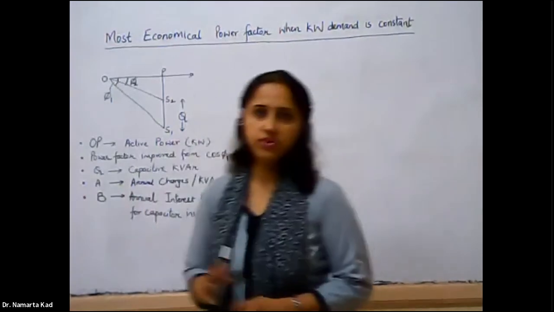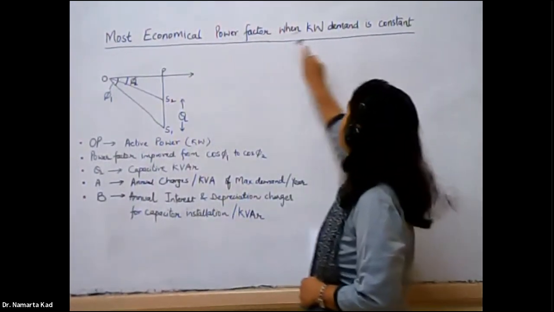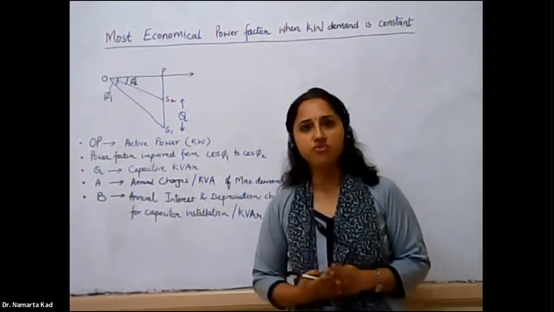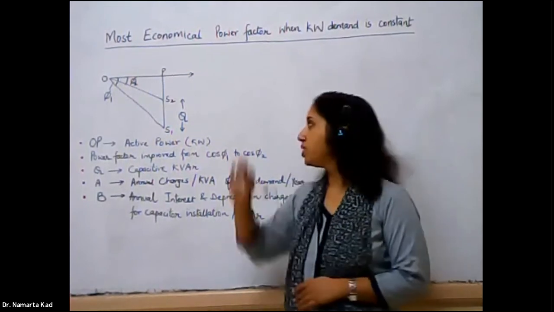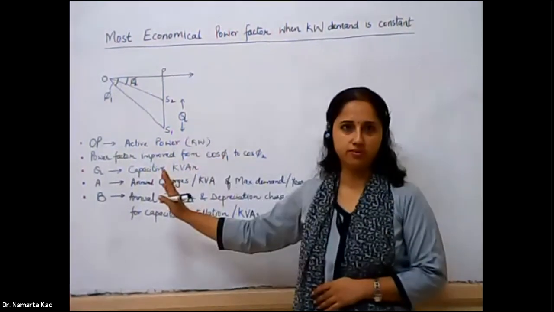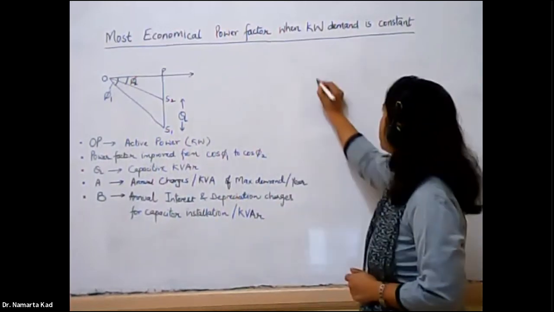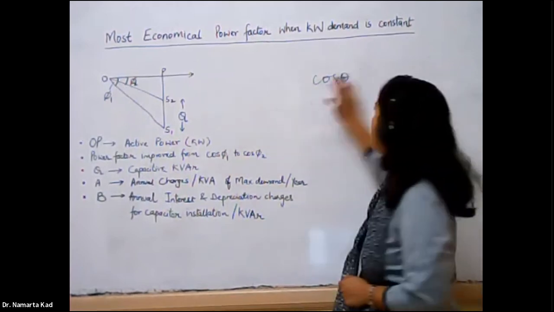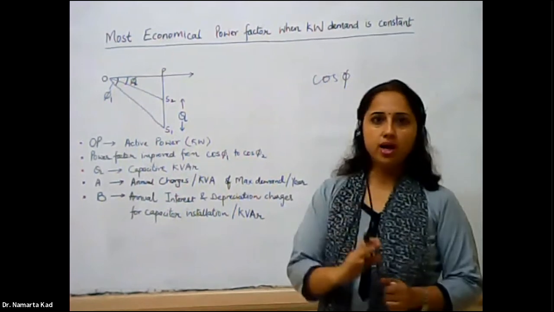So this is our first derivation related to the most economical power factor when kW demand is constant. kW means the active power demand. We have to maintain it constant, but we have to improve the power factor. And we know that the power factor is cos of theta, or here I am taking the angle as cos of phi.